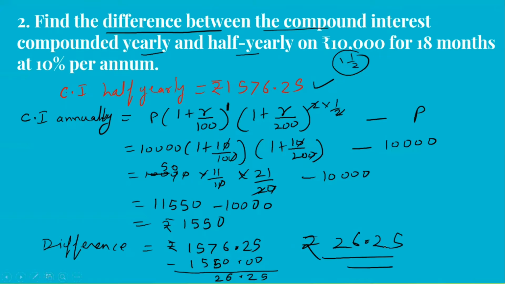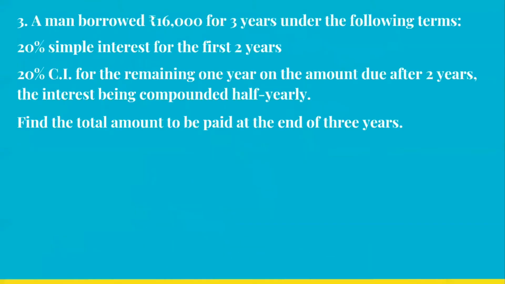Understood? Okay, let's move on to the next question. And the question is, a man borrowed rupees 16,000 for 3 years under the following terms. That is 20% simple interest for the first 2 years and 20% compound interest for the remaining 1 year on the amount due after 2 years, with interest being compounded half yearly. So find the total amount to be paid at the end of 3 years.